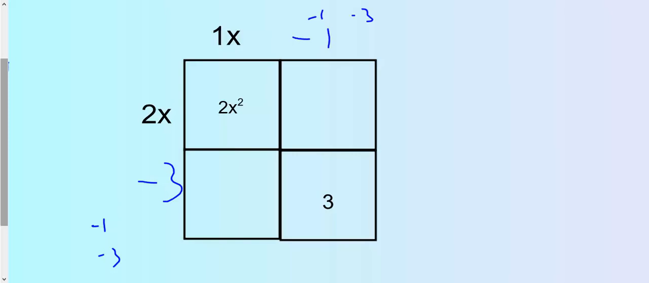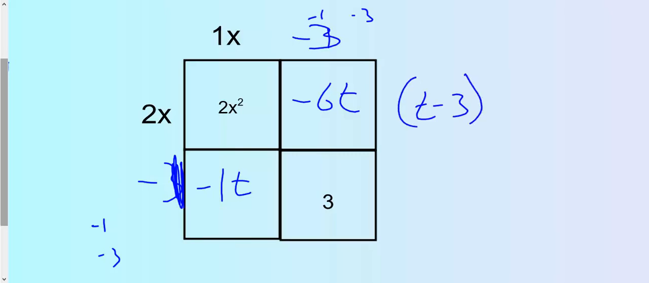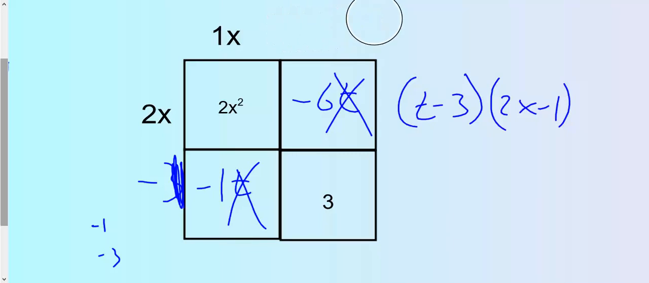Nope, I did that wrong. The negative 3 here and the negative 1 here. Because that gives me negative 6t. And this gives me negative 1t, which gives me the negative 7t that I'm looking for. So this would be t minus 3. And then, these are x's, not that it matters. And then 2x minus 1. So this kind of looks like a disaster. So let me put this negative 3. And then we'll put this as negative 1 here.